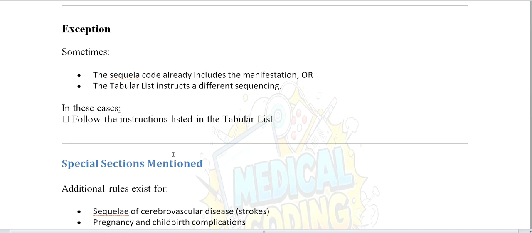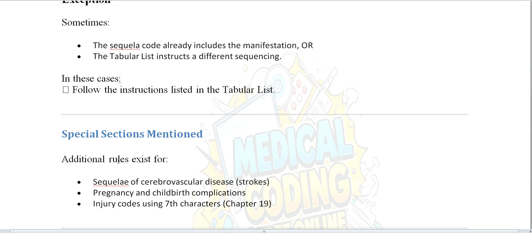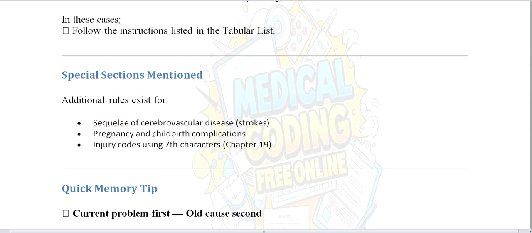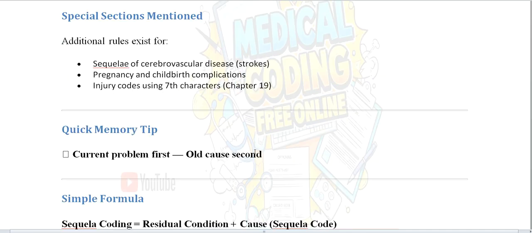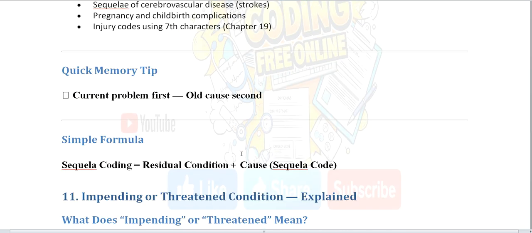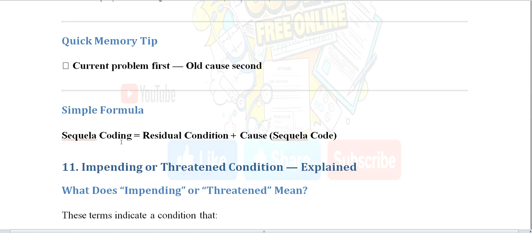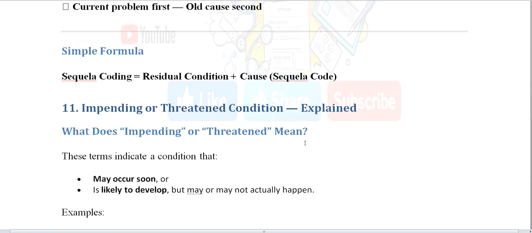So, special sections mentioned: additional rules exist for sequela of cerebrovascular disease, strokes, pregnancy and childbirth complications, and injury codes using the 7th character in chapter 19. So, current problem first, old cause second. That is the cause rule for the sequela. Simple formula: sequela coding equals residual condition plus cause sequela code.